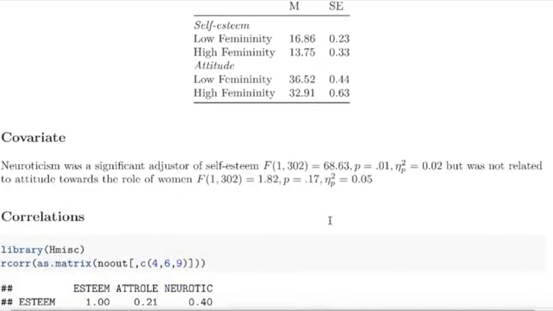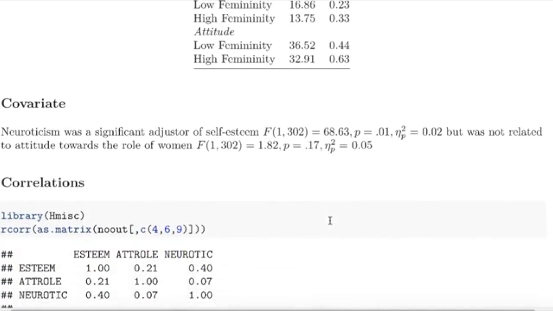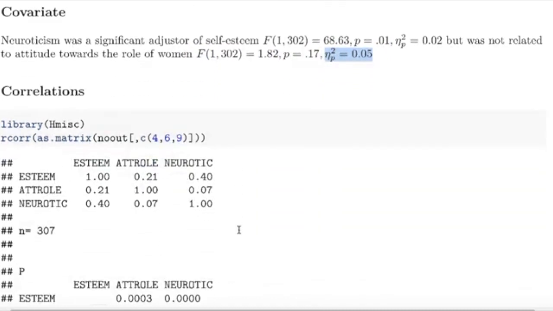So for the covariate, neuroticism was a significant adjuster for self-esteem, but it was not significant for attitudes. And here I just put all the F again, the p-value that is not significant, and the partial eta square. And then I went ahead and did a correlation.